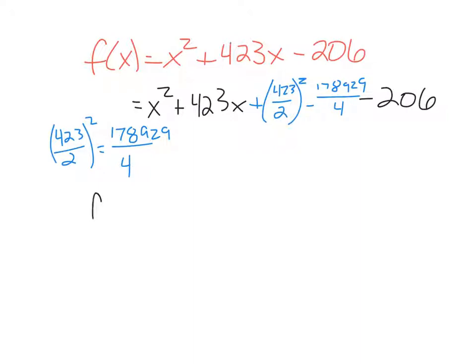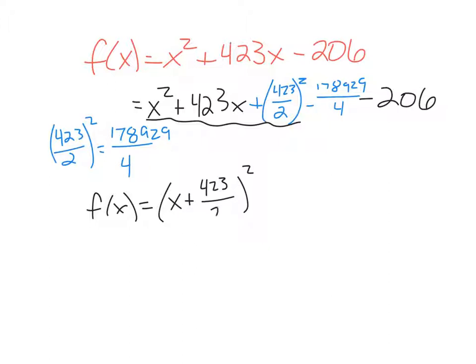Okay, so then we did that so that this was easy to factor. What's that factor into? X plus 423 over 2. Okay, and so then, who knows what that is. You guys got to do that on your calculator.